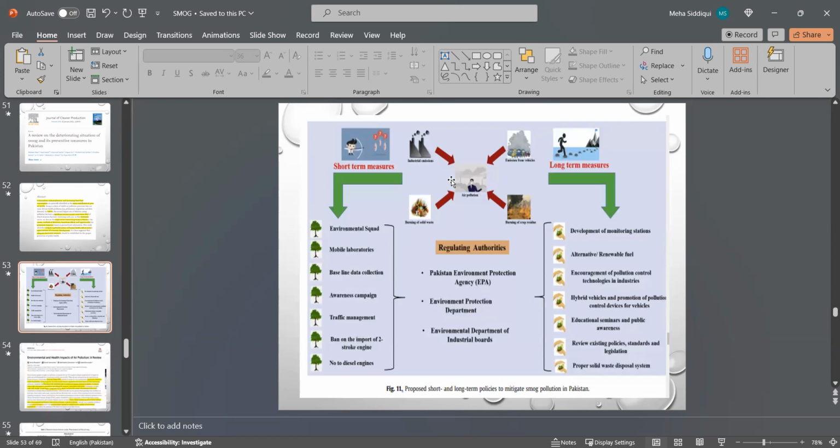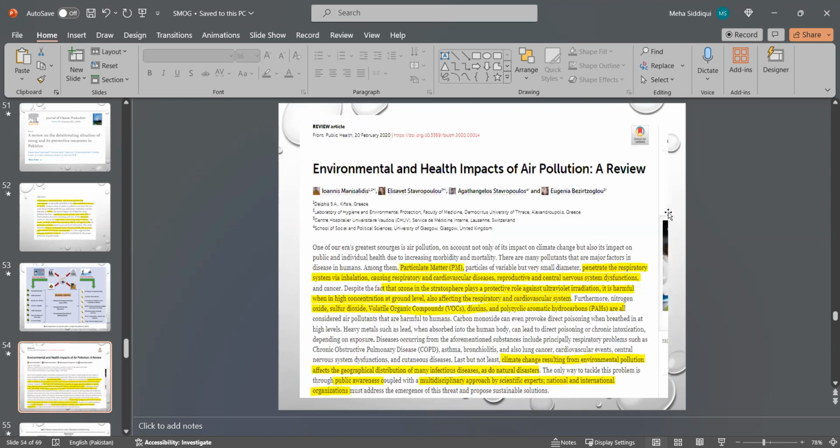Here are the proposed short and long-term policies to mitigate smog pollution in Pakistan. These are the short-term measures: environmental squad, mobile laboratories, baseline data collection, awareness campaign, traffic management, ban on the import of two-stroke engines, no to diesel engines. These are the long-term measures: development of monitoring stations, renewable fuel, encouragement of pollution control technology in industry, hybrid vehicles, educational seminars, reviewing existing policies, and proper solid waste disposal. So these all are under the regulating authorities: Pakistan Environment Protection Agency, Environment Protection Department, and Environment Department of Industrial Boards.